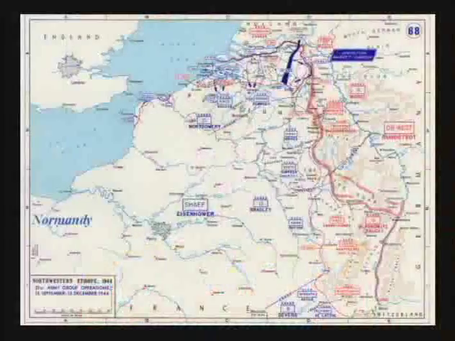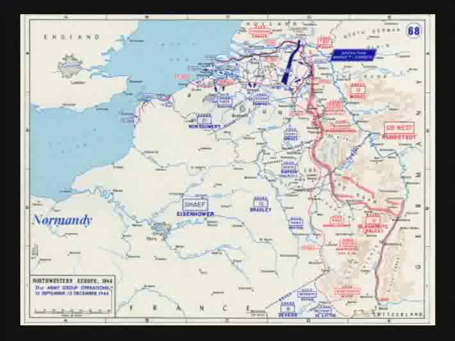Now, I'm going to take a very familiar example and just talk about this a little. This is a conventional war. It's a well-known war. It's the Second World War.